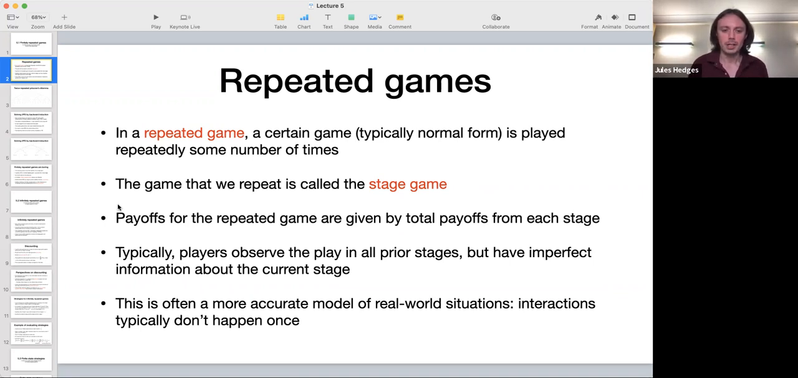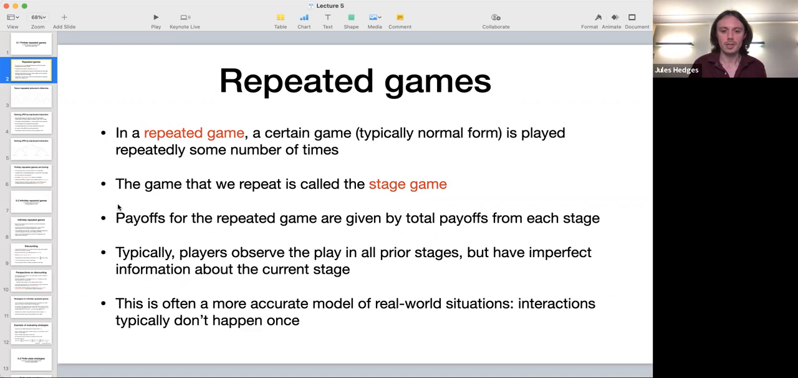Typically, the players are going to have perfect information about what happened in all of the stages before the current one. That is to say they can observe the history of the play up until the current round. But in the current round, they're usually going to have imperfect information. That is to say, if we're repeating a normal form game, then the players are not going to know what each other are doing in the current round.